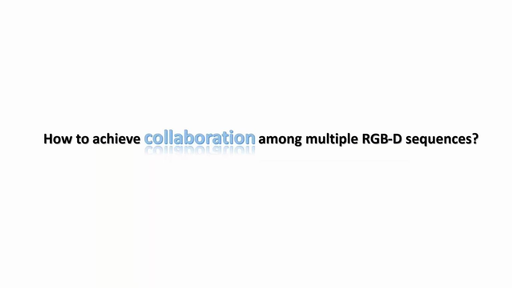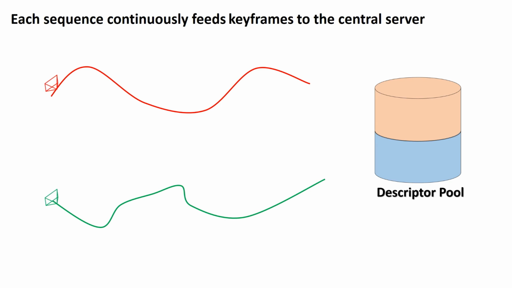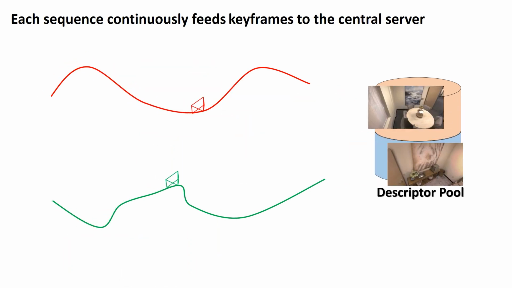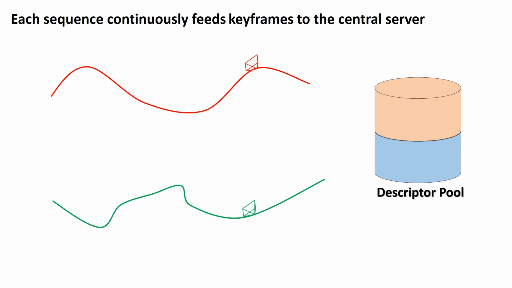Next, we will describe how to achieve collaboration among multiple RGB-D sequences. For different sequences, keyframes are continuously passed to the pool in the central server while sequential tracking and mapping, in order to find co-visible connections.